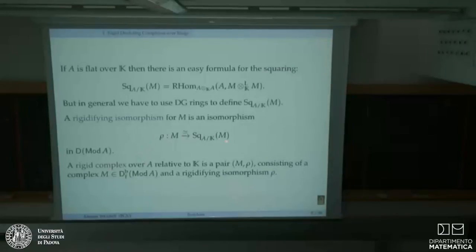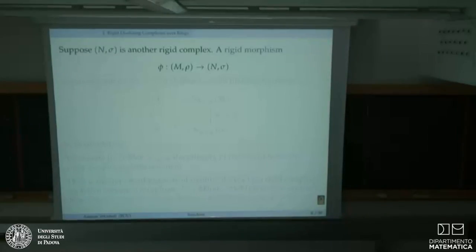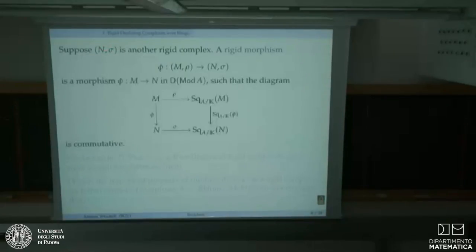And now, having this equation in mind, a rigid complex over A, always relative to the base, is a pair consisting of a complex in the finite part of the derived category together with such a rigidifying isomorphism. We can also talk about a rigid morphism between two such rigid complexes. So if N is another such rigid complex, a rigid morphism consists of, as you can imagine, a usual morphism in the derived category, which respects the rigidity in the sense that this diagram of morphisms in the derived category is commutative. And in this way, we get a category.